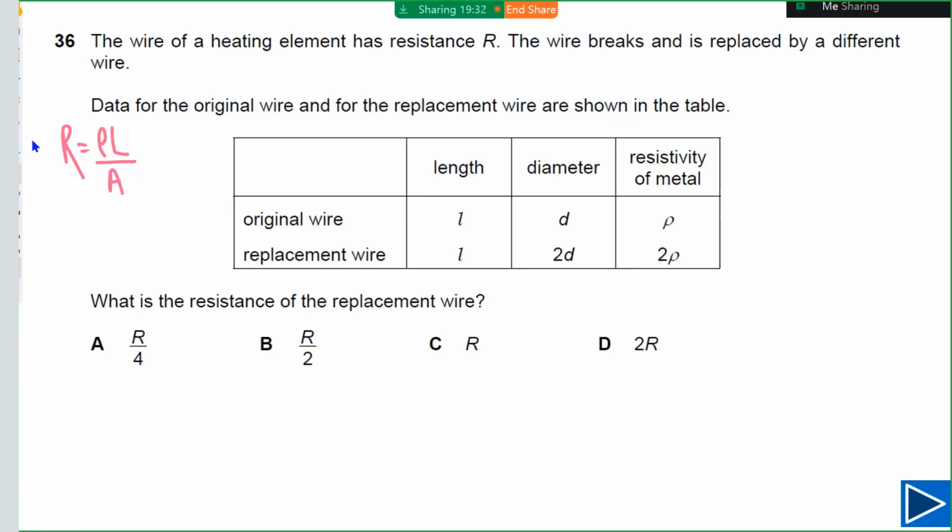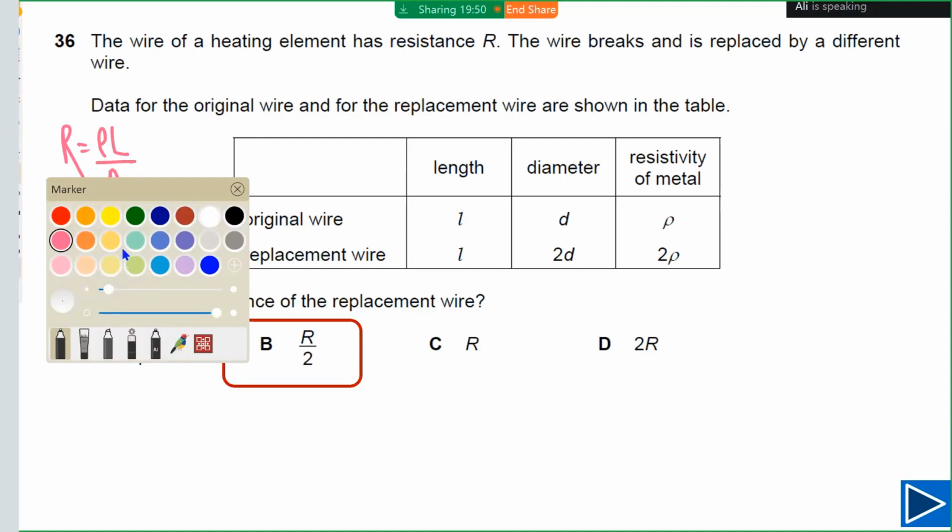Okay, so let me show you the answer and then I will explain. Answer for this question is B. If your answer was B, that's wonderful. It means you have understanding of this type of problems. If the answer is not B, listen to my explanation now. Let me explain to you why the answer is B.